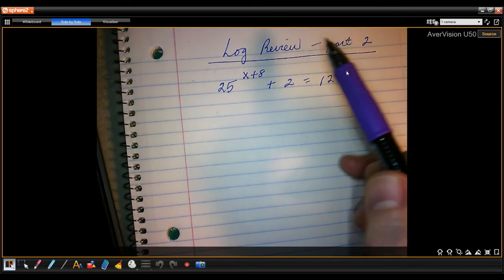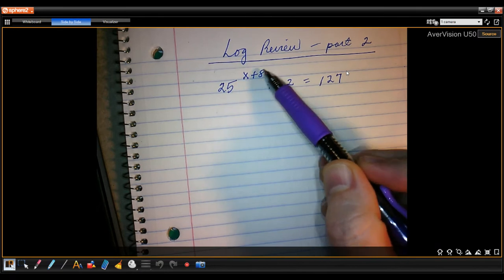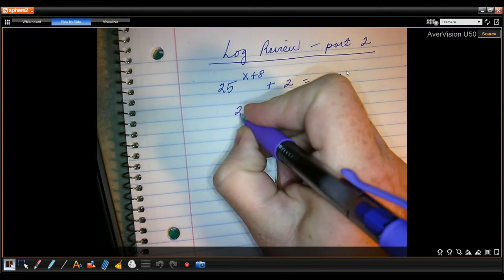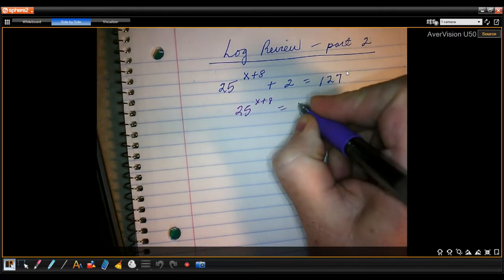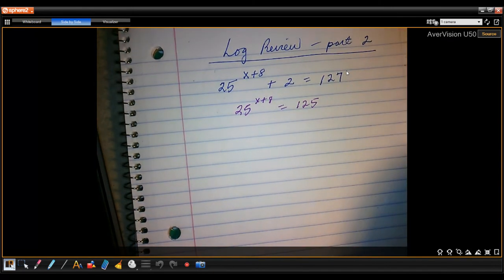So first train of thought is you're trying to get x by itself. So there's the x, it's in the exponent spot. But you have to get rid of everything else around it. So that 2 needs to go away. So 25^(x+8) equals, subtract the 2, 125. Okay, you can do this without a calculator because these numbers happen to work.